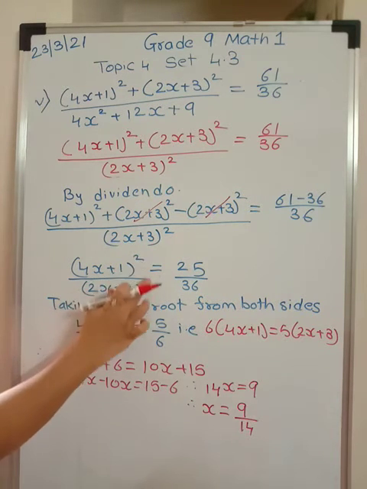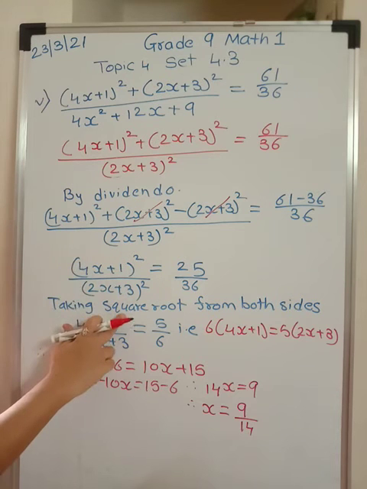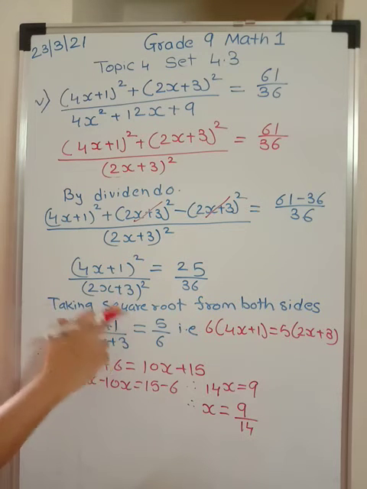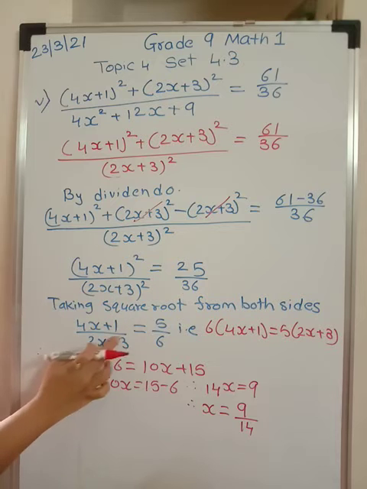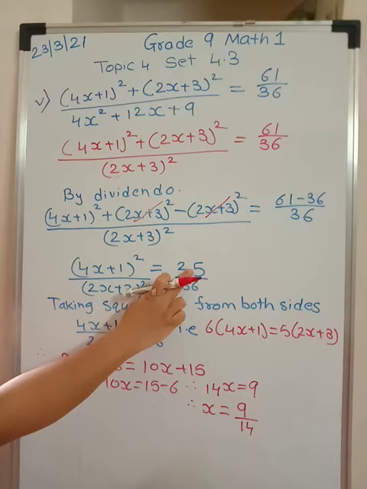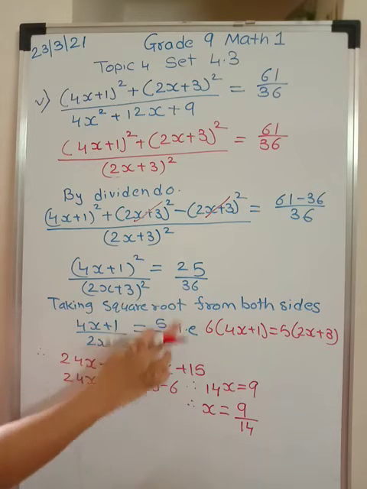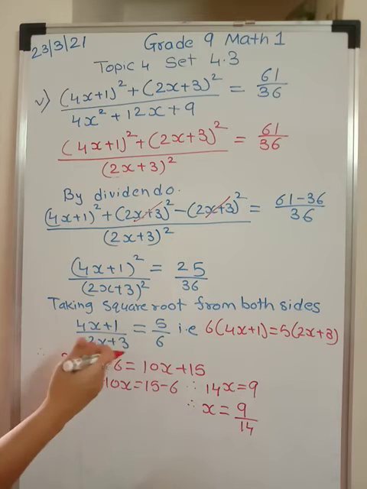Now we want to get rid of the squares. Then we have to take square root. Okay, so square root of this will leave only 4x plus 1 upon 2x plus 3. Square root of 25 is 5 and square root of 36 is 6. Now just cross multiply.